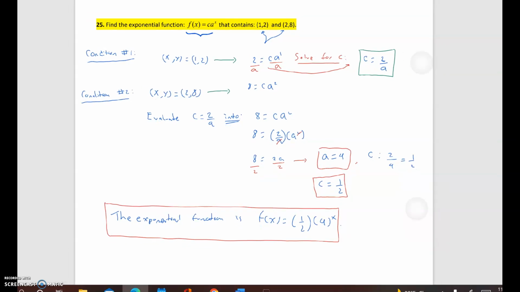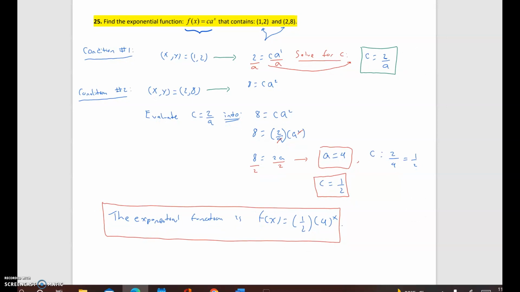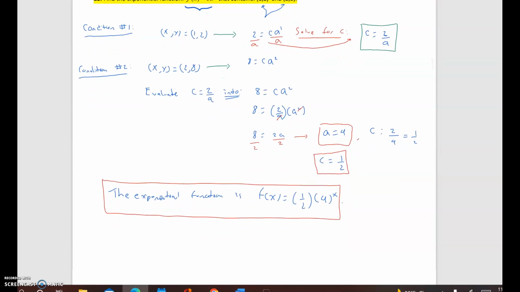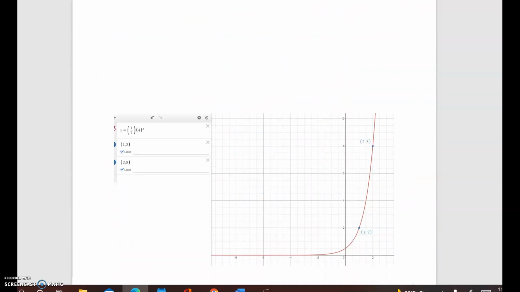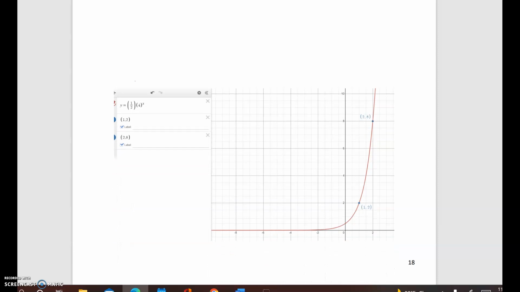Now, on this particular problem, it's probably a good idea if we graph it. I actually graphed it in advance just to double check. And here you see the final result. As you can see, I wrote it exactly as we found it. You can see that this exponential function, where I'm putting the arrows, actually has the two coordinate points, (2, 8) and (1, 2).